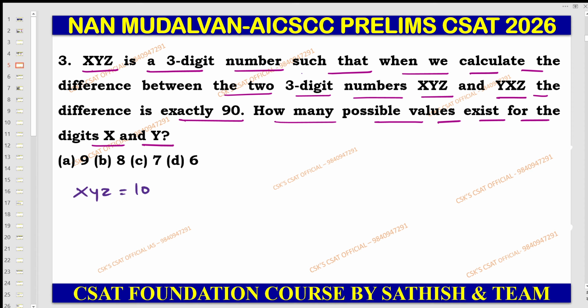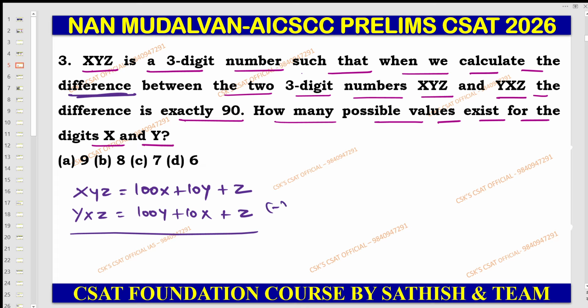XYZ is nothing but 100x plus 10y plus z, YXZ is 100y plus 10x plus z. The question says the difference between them is 90. So you have to subtract through the equation. When you subtract, z and z get cancelled. Next, 100x minus 10x becomes 90x, and 10y minus 100y becomes minus 90y, which is equal to 90.